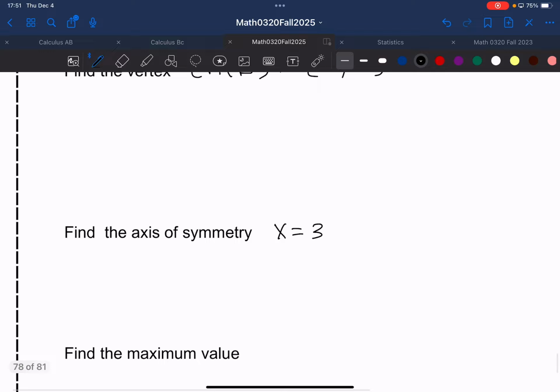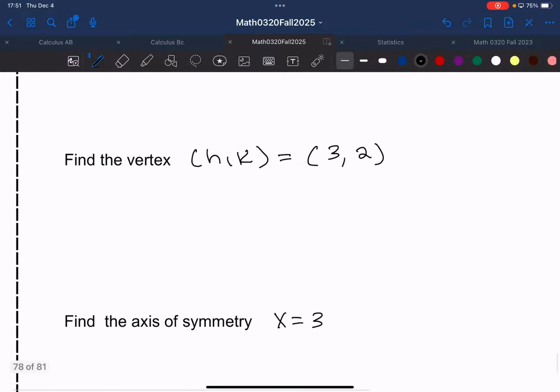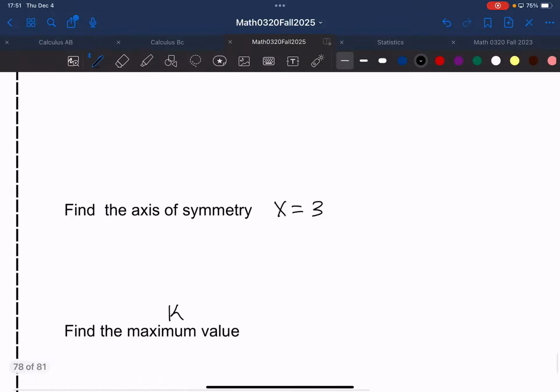Okay. And the maximum value is going to be 2, because for the maximum or the minimum, we always look at what value? The k value. So the k value in our vertex was 2, so that's why this maximum value is just 2. Do you write x equals 2? No. The only reason for axis of symmetry that we write as an equation, because recall axis of symmetry, if we have a graph, is going to be a line that cuts that graph in half. So it makes sense that it has to be an equation because we are drawing a line.